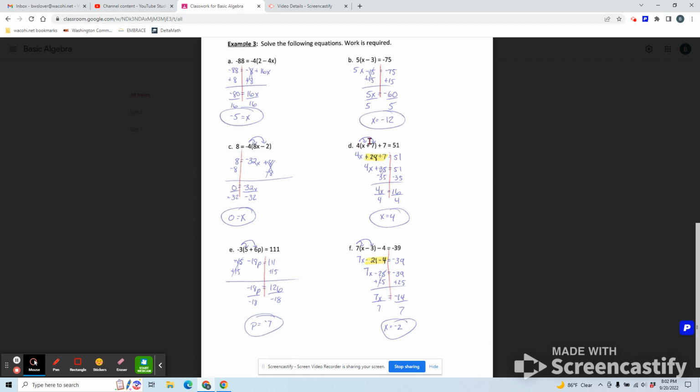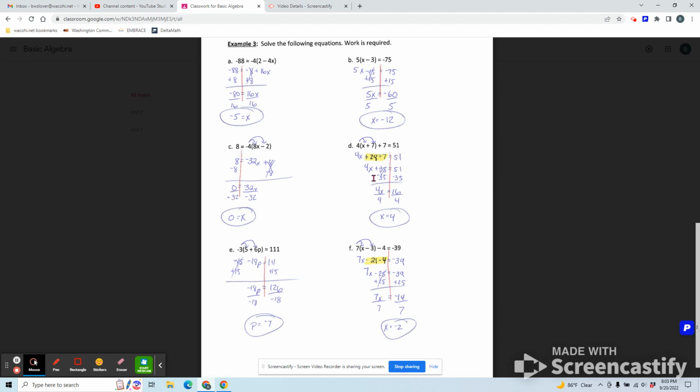Once I distribute, what's inside the parentheses are gone, and I'm left with 4x plus 28 plus 7 equals 51. My parentheses are gone. I did the distribution. Now I'm going to see if there's any like terms, and that's what I highlighted. The 28 and the 7 are like terms. They're both constants, both numbers without variables. So I combine them. 28 plus 7 gives me 35. So now I'm at 4x plus 35 equals 51.